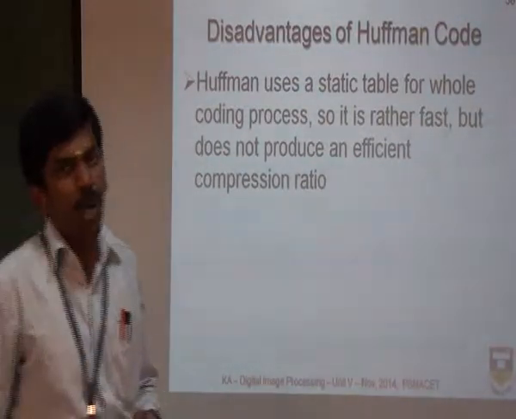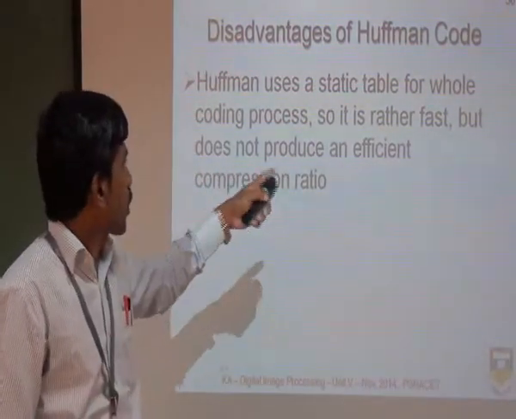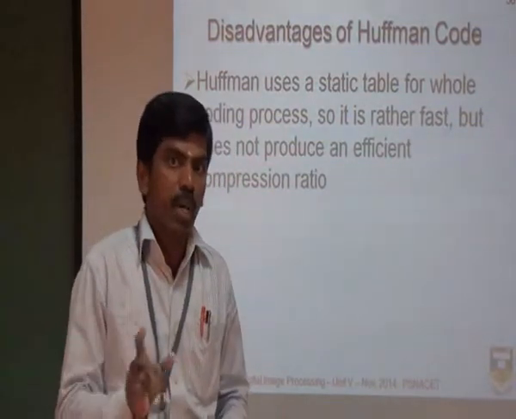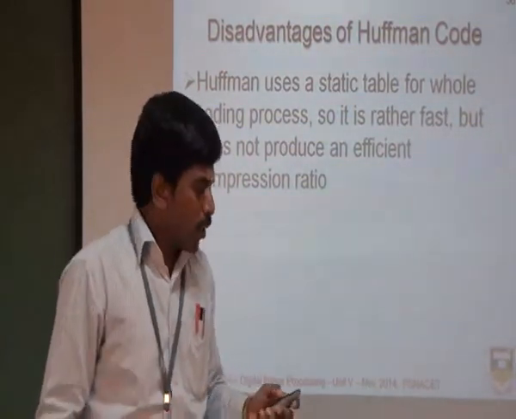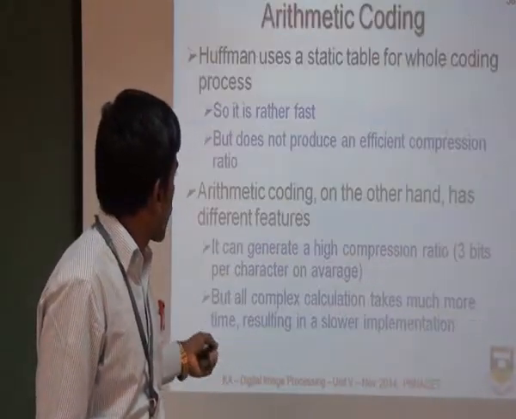Huffman uses a statistical table, with the code lengths and all the things, as a statistical table for the whole coding process. So it is rather fast, but does not produce efficient compression. It is a fast response, but the efficiency is not good. These are some of the disadvantages of Huffman code.